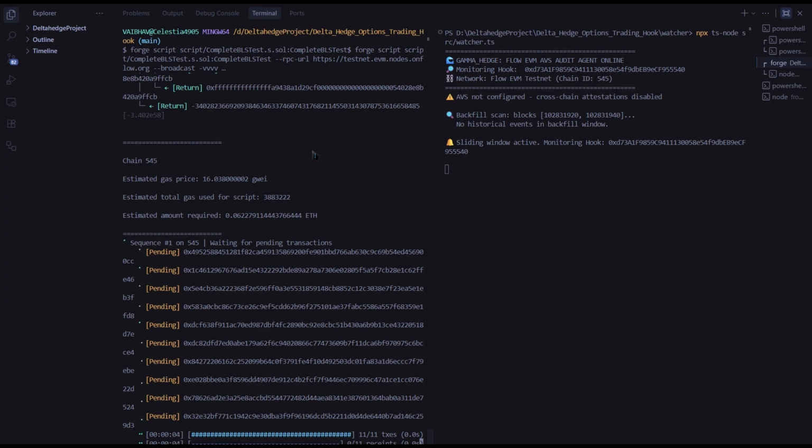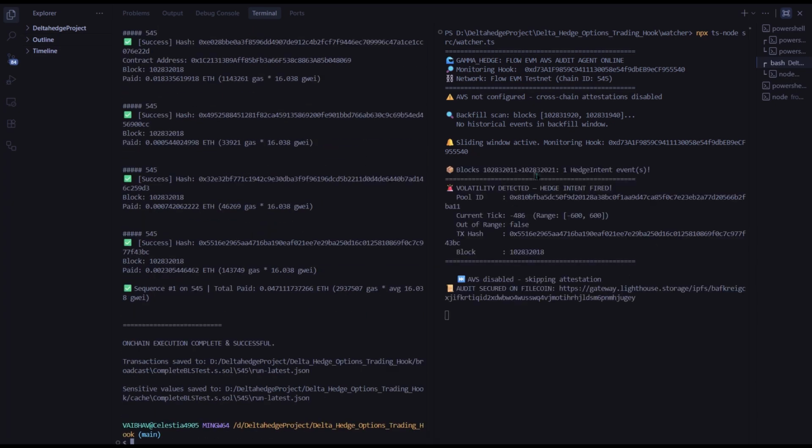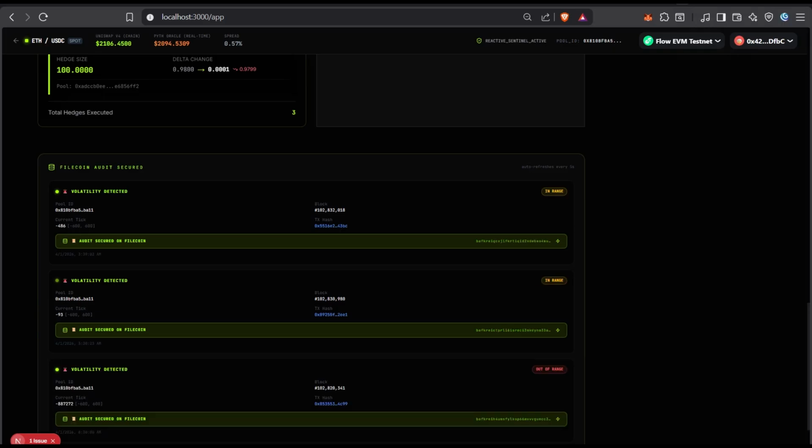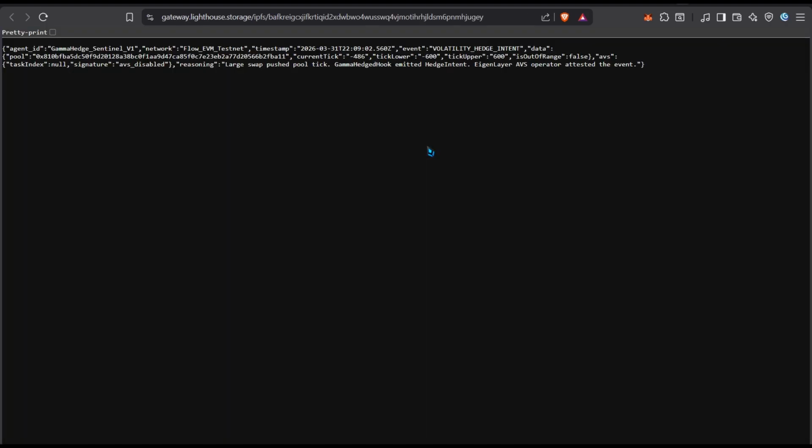Here we can see that the script runs and all the tokens and initializations execute and swaps take place on Flow EVM. Waiting for the watcher, we can clearly see it has detected the volatility block and fired a hedge intent event for the further hedge execution, along with the Filecoin audit that has been secured and visible on our web app on the lower panel.